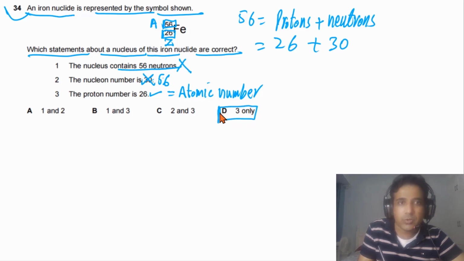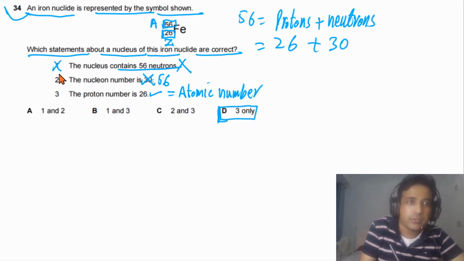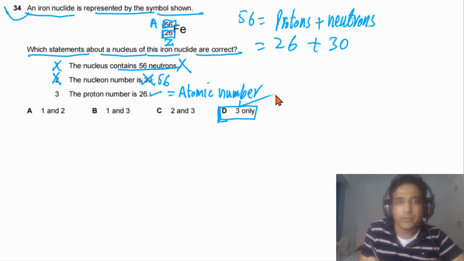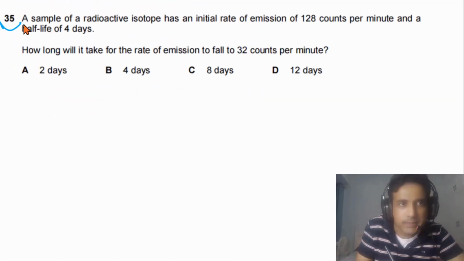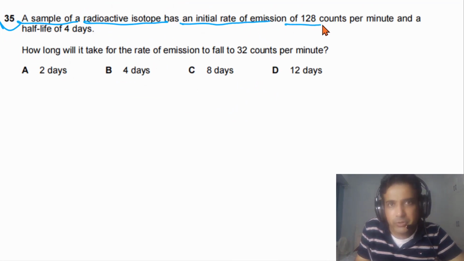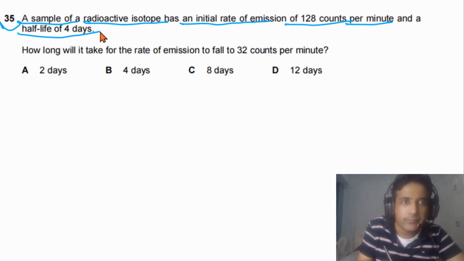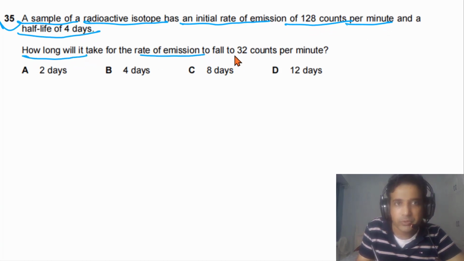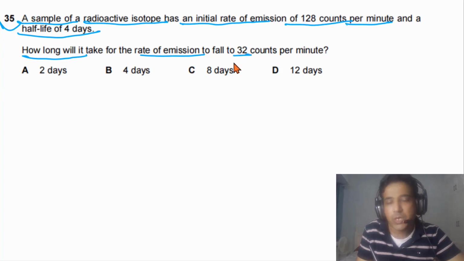Yes, this is the only correct statement, because the others are incorrect, so the answer is D. Question 35 says a sample of a radioactive isotope has an initial rate of emission of 128 counts per minute and a half-life of 24 days. How long will it take for the rate of emission to fall to 32 counts per minute?